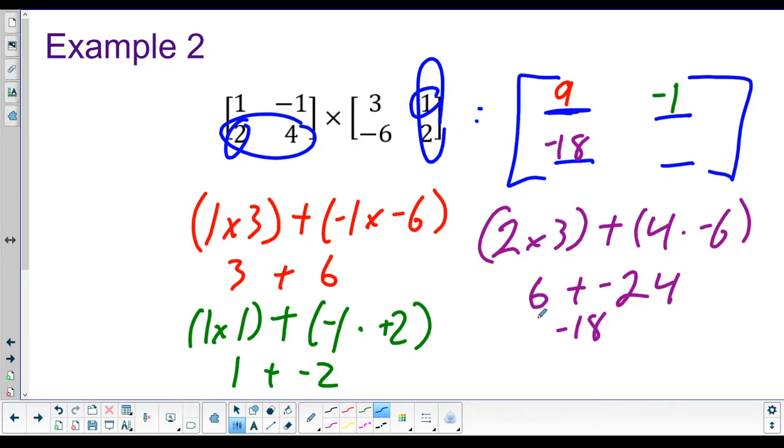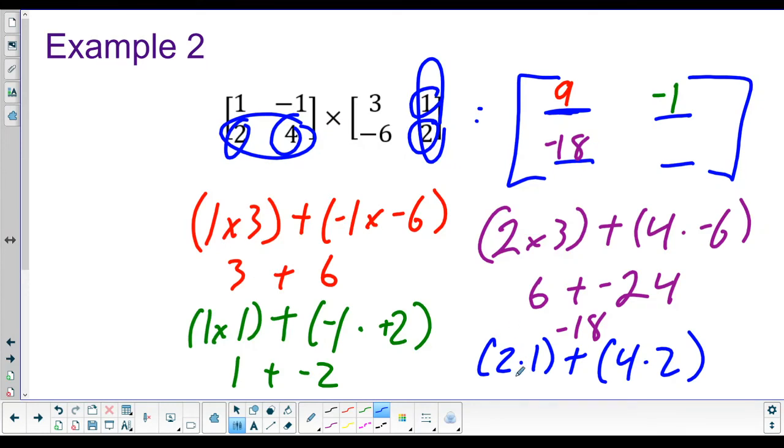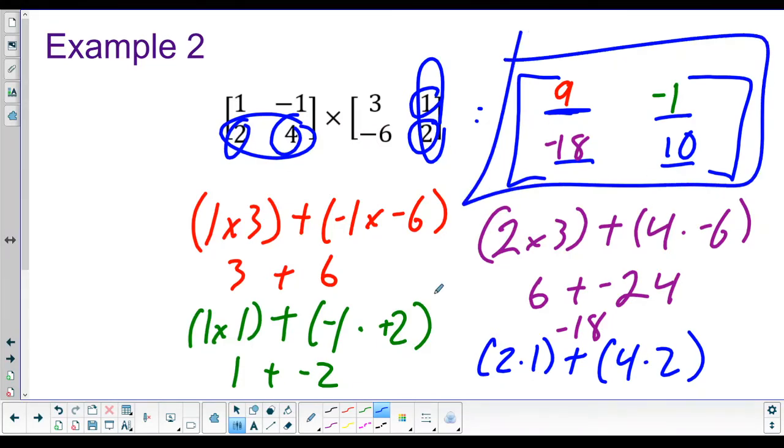So 1 times 2. Oh, I said that backwards, but oh well. So 2 times 1 plus 4 times 2. So 2 times 1 is 2, plus 4 times 2 is 8. So 2 plus 8 is 10. And then this is your answer. That's your final matrix. Cool.